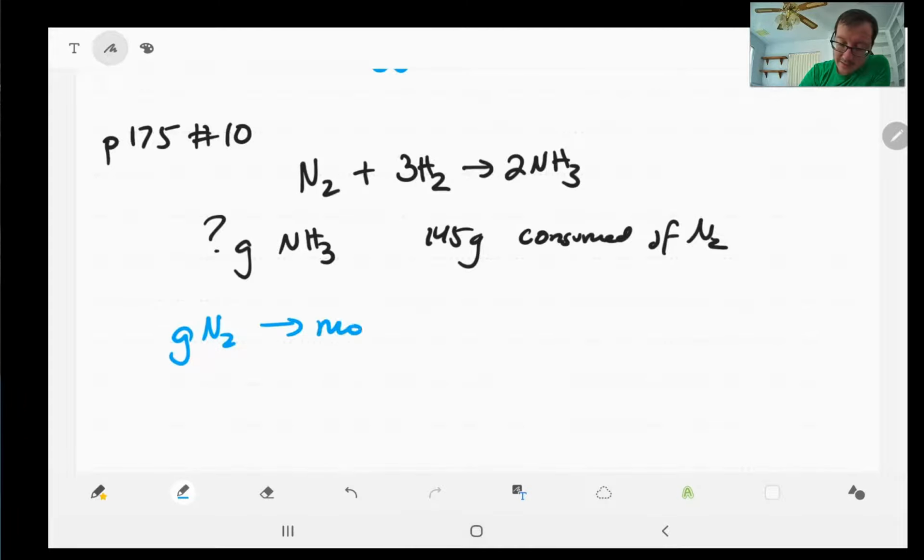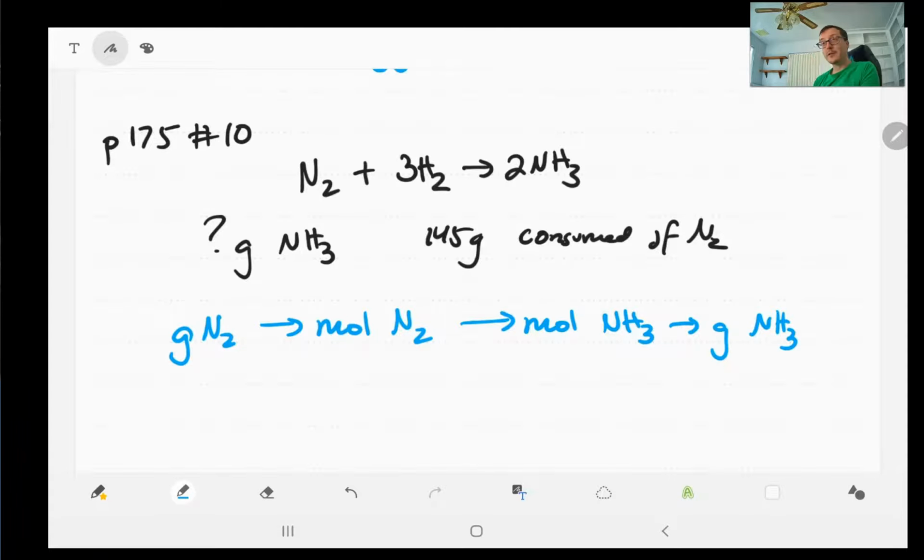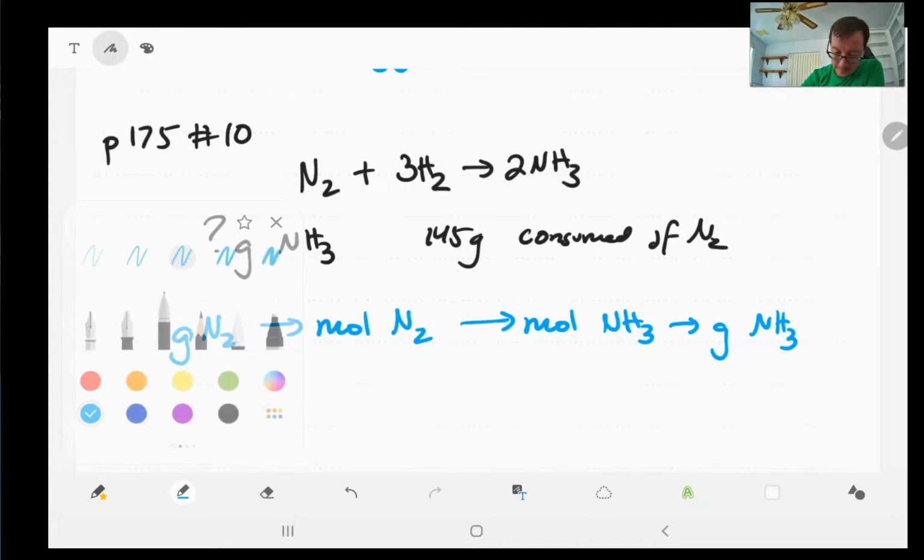We know we're going to end up needing to go to moles of nitrogen, from moles of nitrogen to moles of ammonia. This process is exactly identical for all of these. We just changed the compounds that we're using. Later on, we'll start tweaking this, but for right now, we only have grams to moles, moles to grams. That's it. So, a little bit easier for us, because we can just replicate the pattern as we go through. We don't even have to think about it.